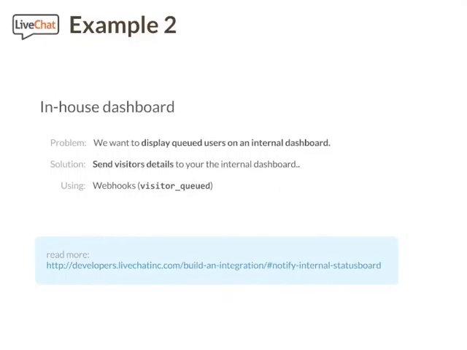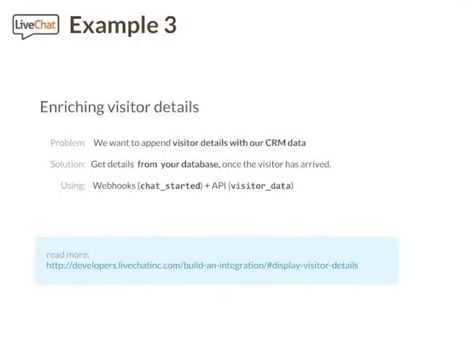Another example. Maybe a company wants their team to be proactive in support when the traffic is high. What they have is an internal dashboard, and they want to display that information over there. Simply, just use webhooks and send that data to your dashboard. Simple as that.